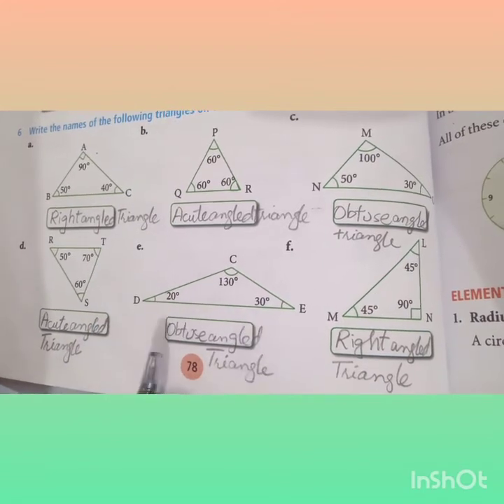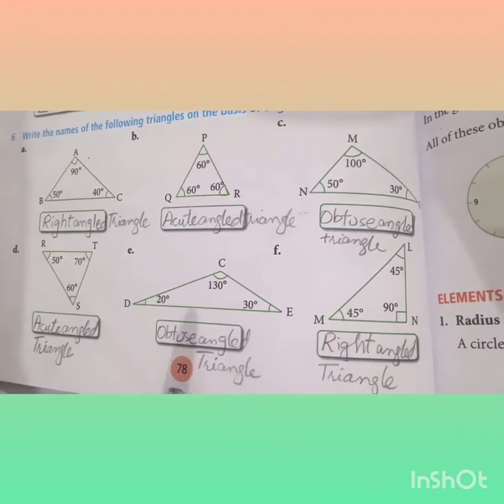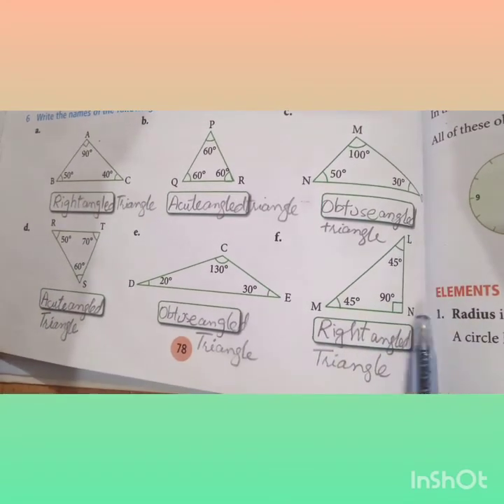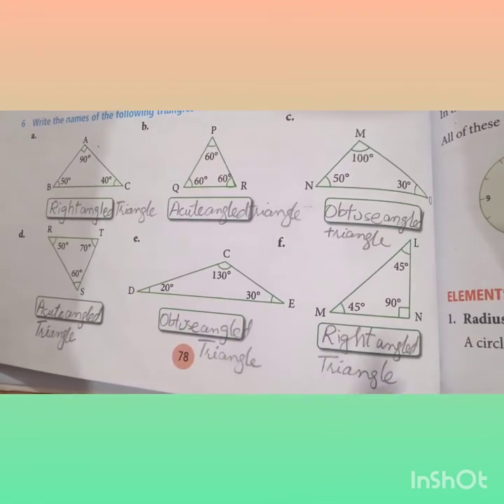E is obtuse angle triangle because it is less than 180 degrees and measures greater than 90 degrees. F, one angle makes 90 degrees. We name that right angle triangle.